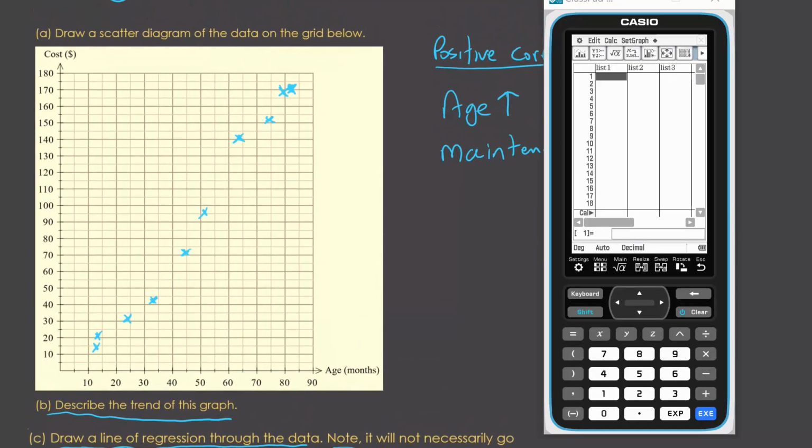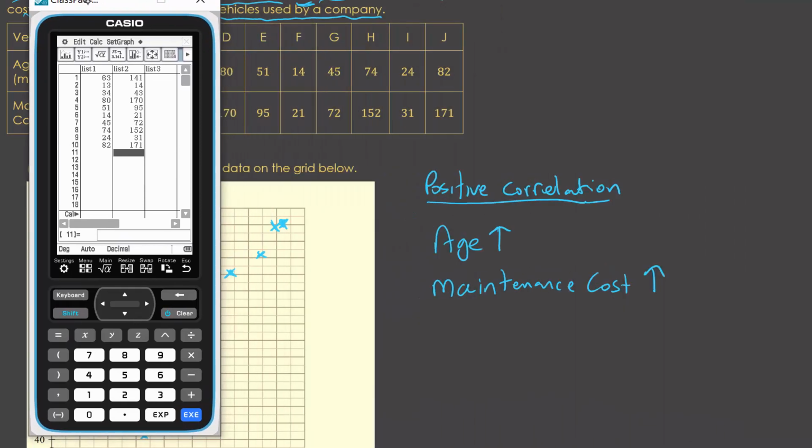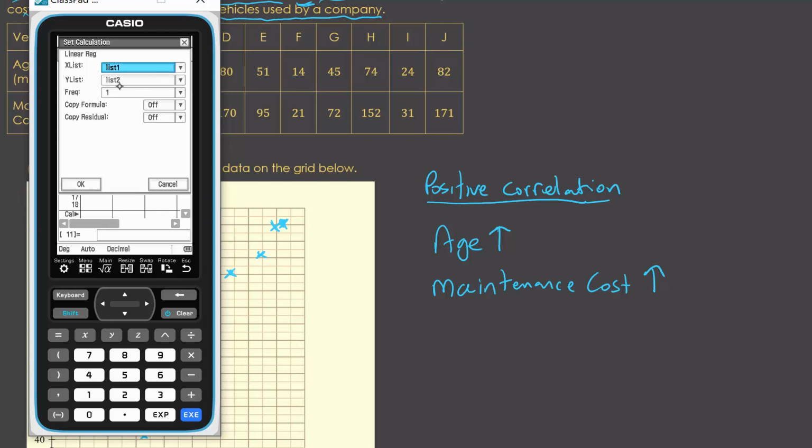So I've got my calculator here and I'm just going to bring the actual data back into view. And so if we look at the x's, 63, remember they have to be entered as pairs. So the 141 needs to go next to the 63, but we can just put all the x's in first. We've got 13, then 34, and so on. And I'm just going to pause and do that. So I have all of the data in. And remember, we go to Calc, Regression, Linear. The x's are in list 1, the y's are in list 2, so that's all good.